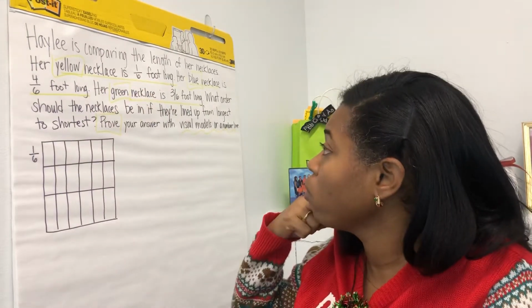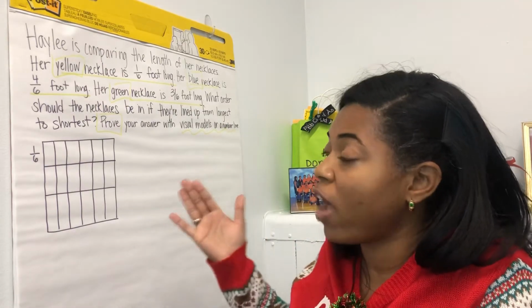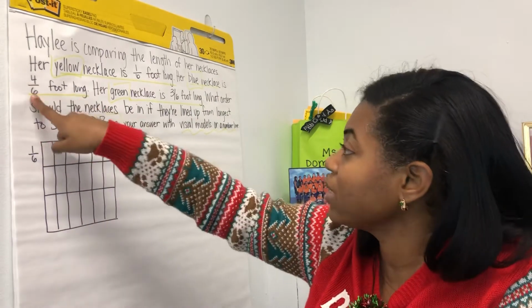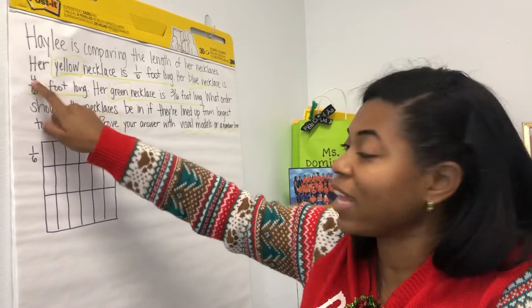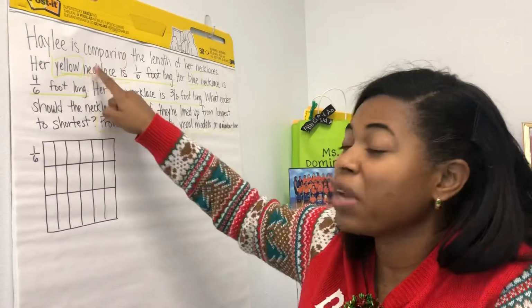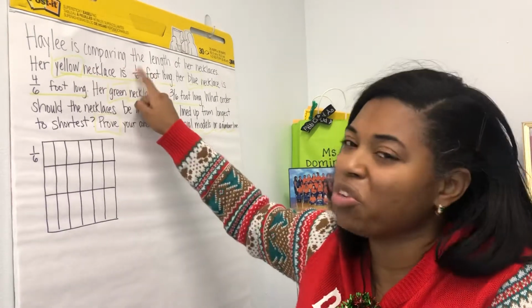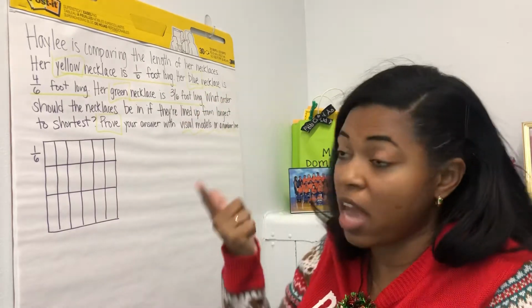So I know, since they all have the same number of total pieces, the more pieces you have means you're the longest. So that means the blue necklace is the longest because it has 4/6. It has 4 of the equal parts, and that's the most parts of any of the necklaces. And I know the yellow necklace is the smallest because it has 6 equal parts too, but it's only talking about one of them. So I know that the blue is the longest and the yellow is the shortest.